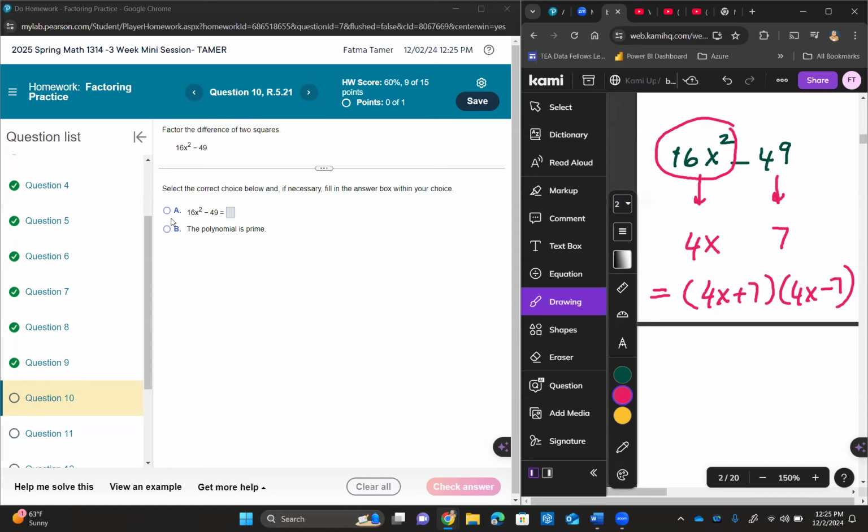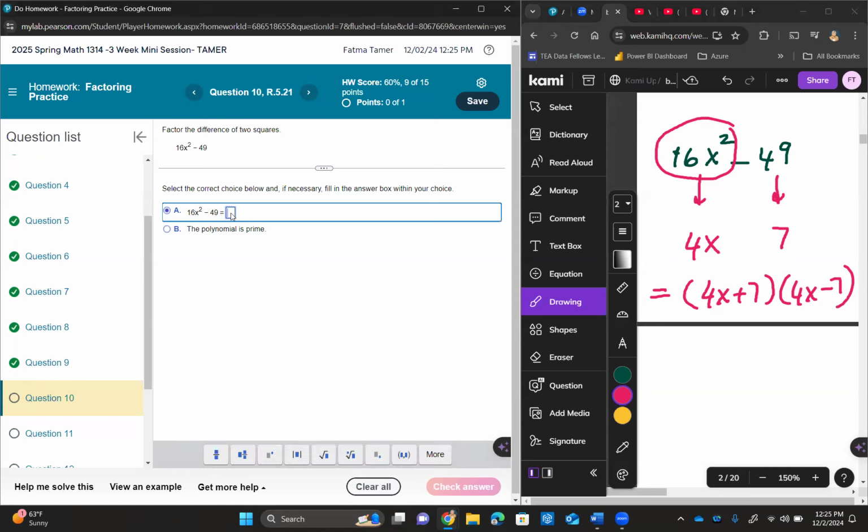So we're going to choose A. One factor will be 4x plus 7, and the other factor will be 4x minus 7.